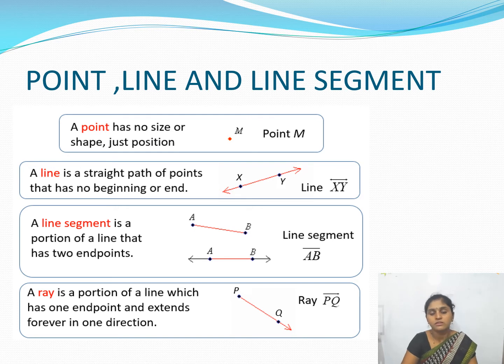Can you identify the difference between line segment and ray? A line has no starting point and end point. A line segment has a starting and end point, and a ray has only a starting point and there is no end point. So this is about point, line and line segment.